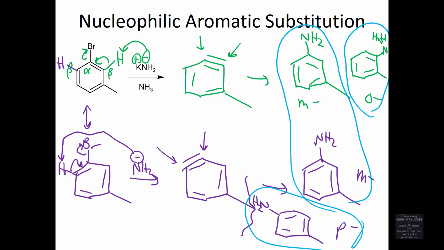For this one, I would actually expect that meta is the major. Any ideas why meta might be the major? Obviously, there are two pathways that made the meta product, so meta is the major simply by numbers, for statistical purposes. There were two ways to make this. It's twice as likely to happen versus there's one way to make para and one way to make ortho. So, yeah, it's just a numbers game. Benzyne mechanism. You gotta know it.